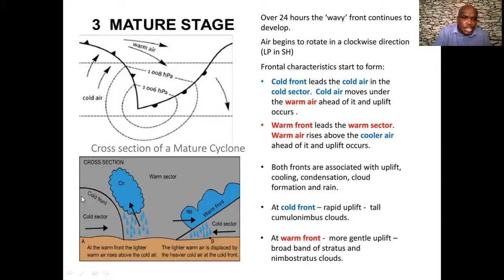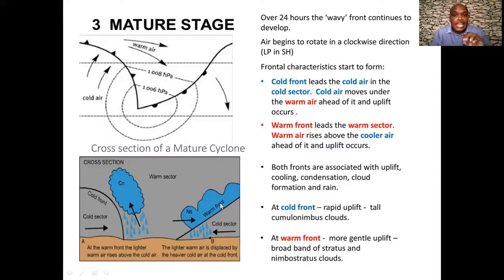You can see we have the cold front. Behind the cold front, we have what? We have the cold sector, whereby we get cold air. And then we also have what? We have the warm front. Then behind the warm front, we get the warm sector, whereby we have warm air. And then a cold front leads the cold air in the cold sector.